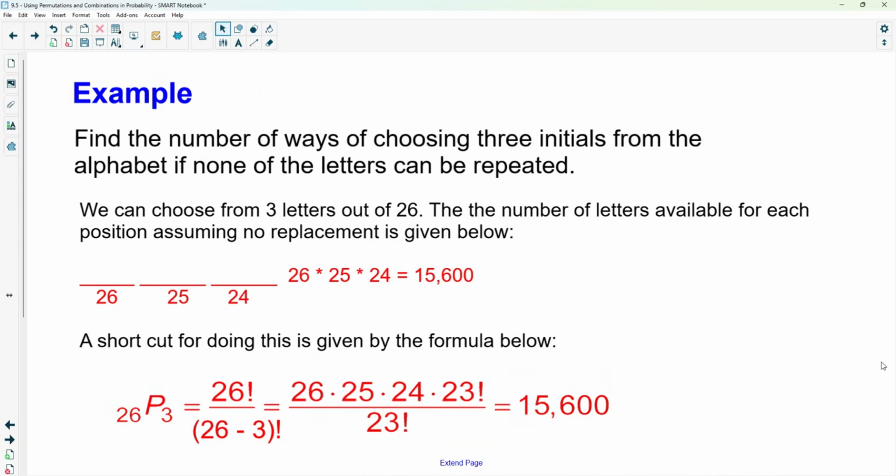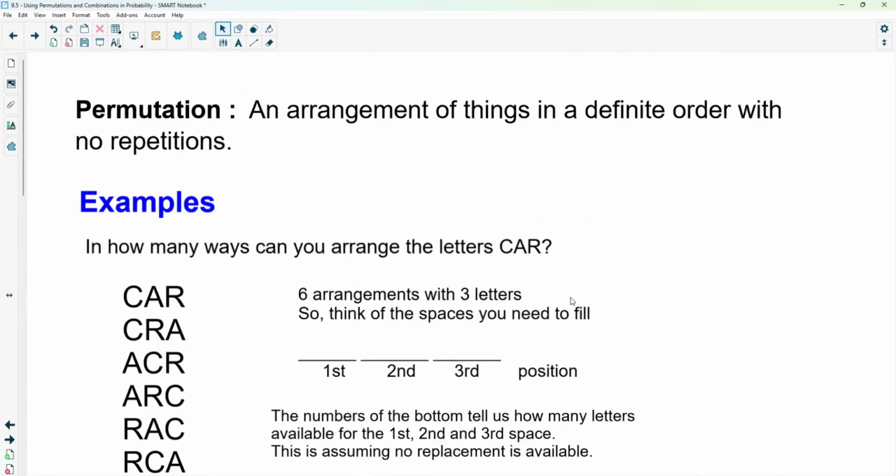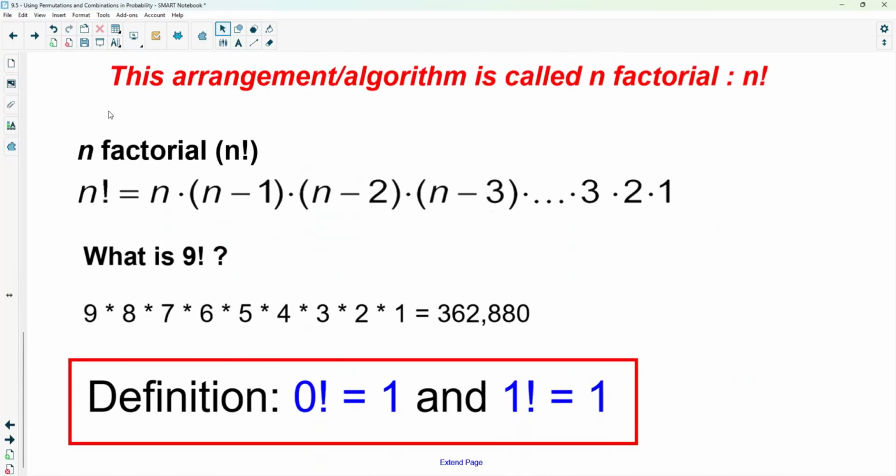For example, in this one, it says find the number of ways of choosing 3 initials from the alphabet if none of the letters can repeat. Again, permutation, none of the letters can repeat, and I need 3 letters. So how many options do I have for the first letter? If we're talking about the English alphabet, we got 26 letters, right? So that means I have 26 options for the first one, 25 options for the second one, and 24 options for the third one. So that gives you a total of 15,600 different ways that I can select 3 letters from the alphabet.